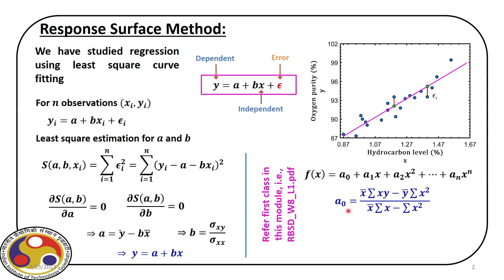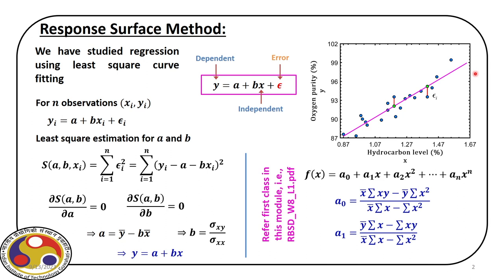We derived this expression for a naught and a 1 in the first class of module 9. If we divide numerator and denominator by n, we can simplify this expression with sigma xy and sigma xx. The 1 by n times the summation of xy will be sigma xy, and similarly 1 by n times the summation of x square will be sigma xx. That's how we get this simplified expression, and then using the estimate of b we can easily find the estimate of a. In this format a and b are nothing but a naught and a 1, so we can fit a straight line.